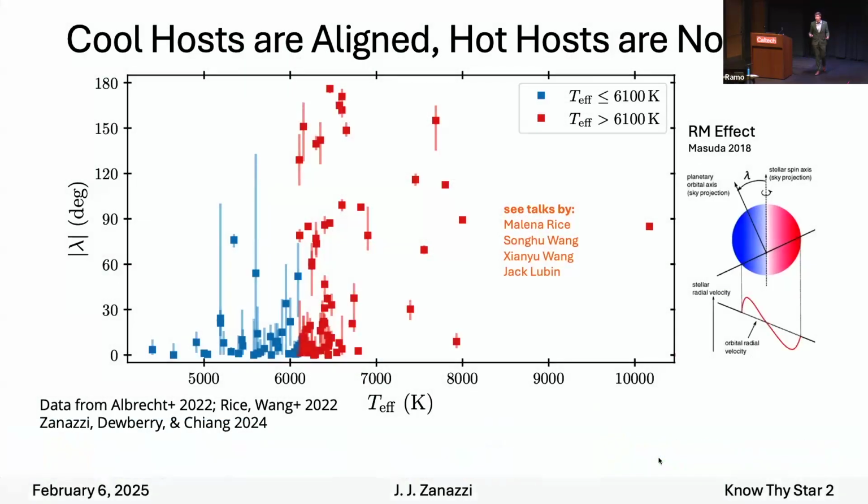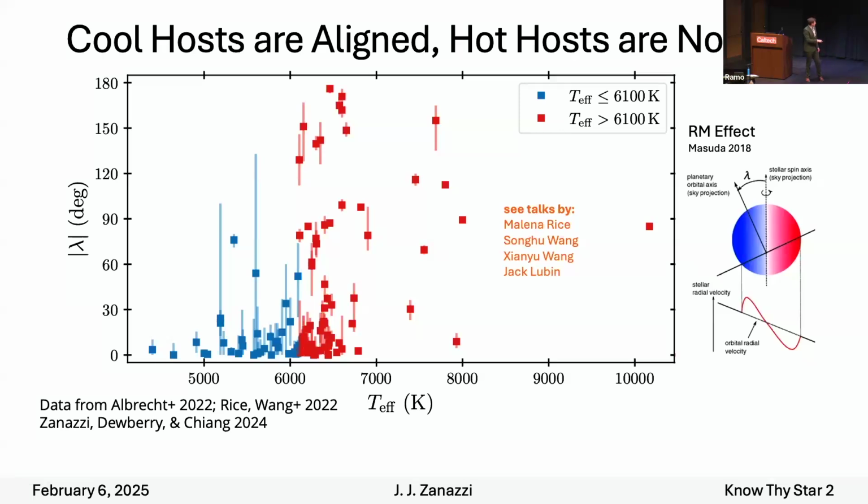So Melina gave an excellent talk. She already introduced this plot. The y-axis here shows the projected obliquity angle between the stellar spin axis and orbit normal, projected onto the line of sight of the observer, the Rossiter-McLaughlin effect. The x-axis here shows the effective temperature of the star. We're going to first look at the hot Jupiter systems with obliquities colored in red, with host stars hotter than 6100 Kelvin, this thing called the Kraft break.